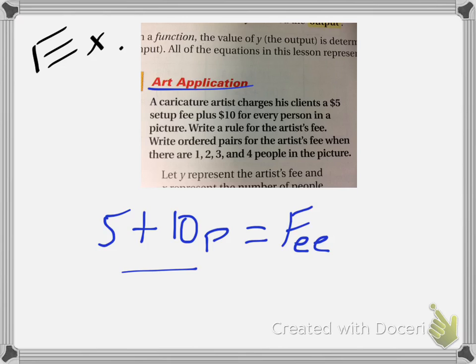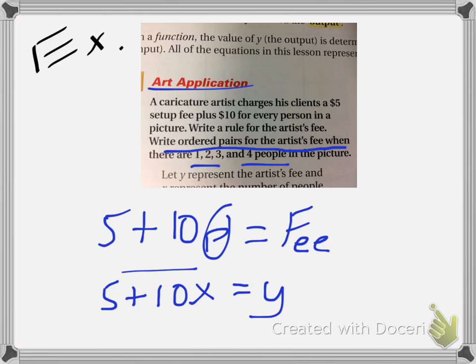Or F. Doesn't matter. If I was going to rewrite this in X and Y terminology, I would put my input is X and my output is Y. So let's figure out which one's input. If it says write an ordered pair for the artist's fee when there are 1, 2, 3, and 4 people, what am I inputting? I'm inputting the number of people, right? So really, this should read 5 plus 10 X equals Y.